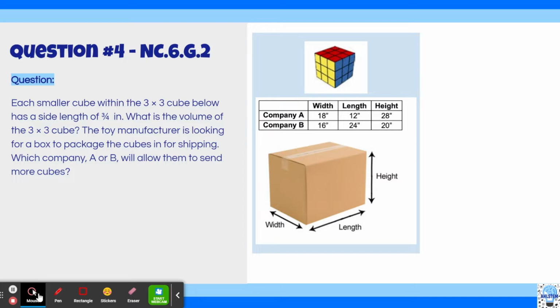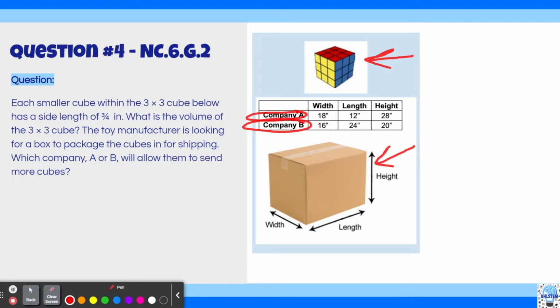And I'm sorry, I did not mean to say the bottom. Wait, where did I say that? Oh yeah, okay. So when I meant the cube, they're talking about this cube fitting into this box. So which company will allow them to send more cubes? So pause the video now, try to solve this problem. This is a little bit tricky. And in a few seconds we can check our answers, okay?